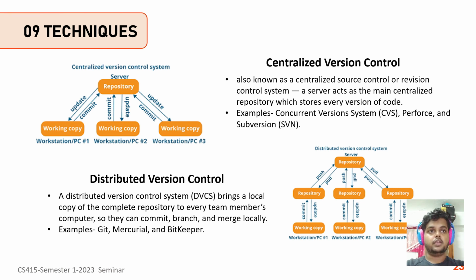Distributed version control, on the other hand, is a control system that brings a local copy of the complete repository to every team member's computer so they can commit, branch, and merge locally. Some examples are Git, Mercurial, and BitKeeper.